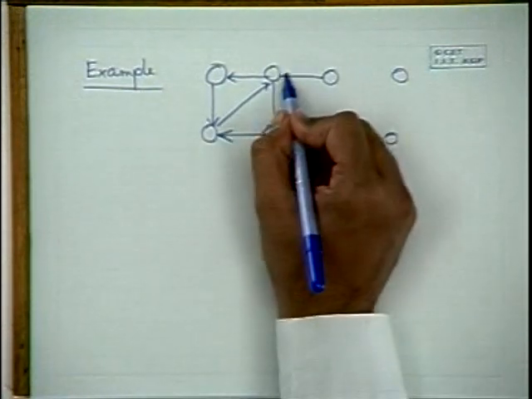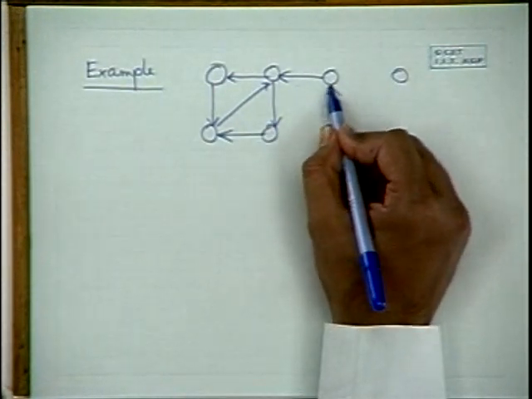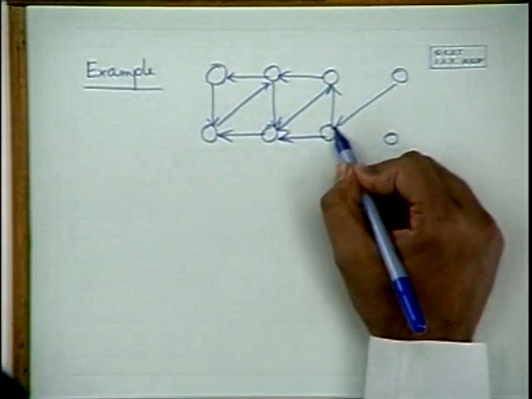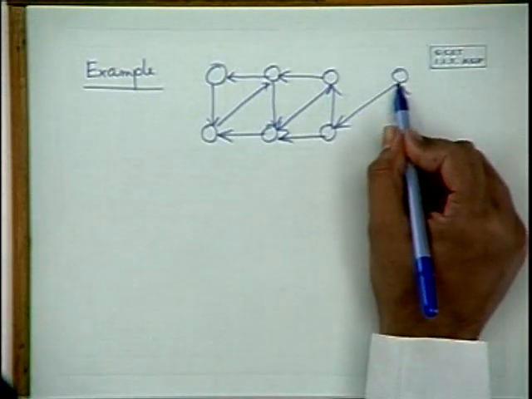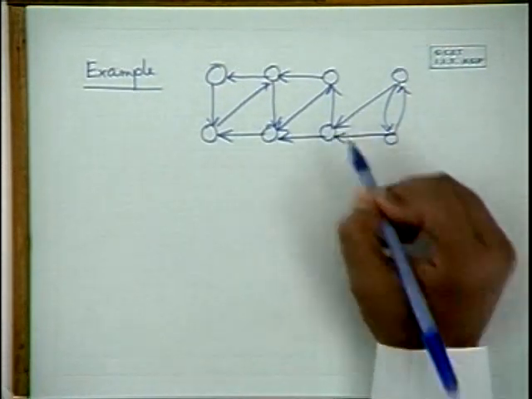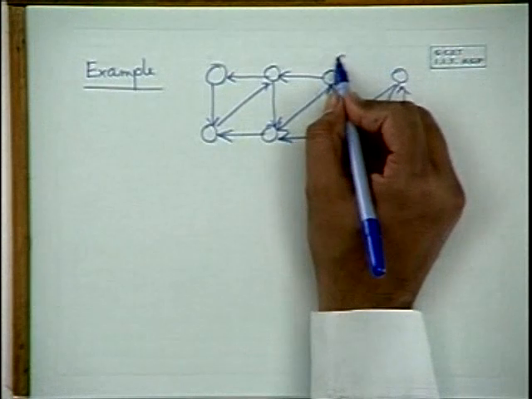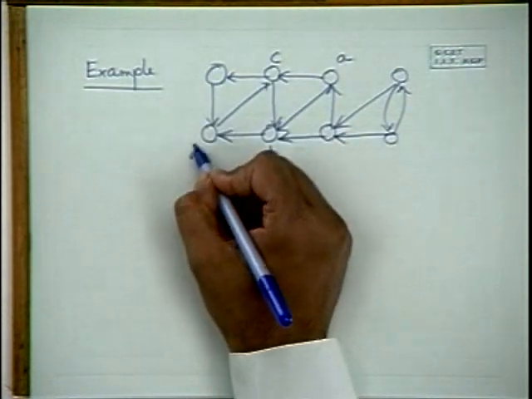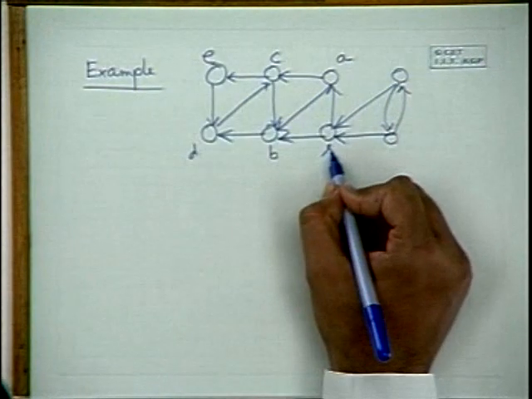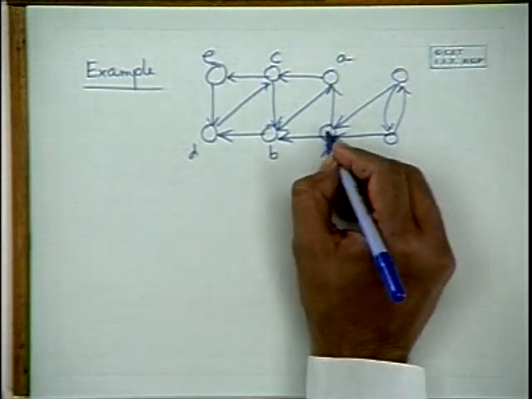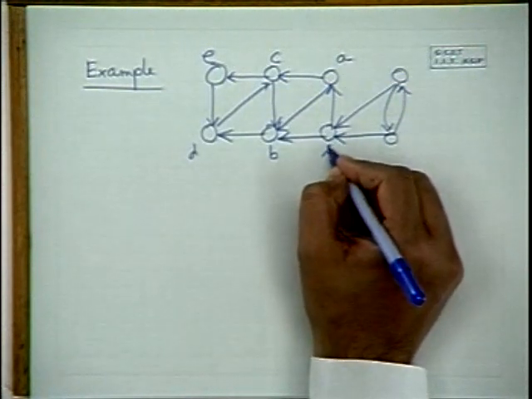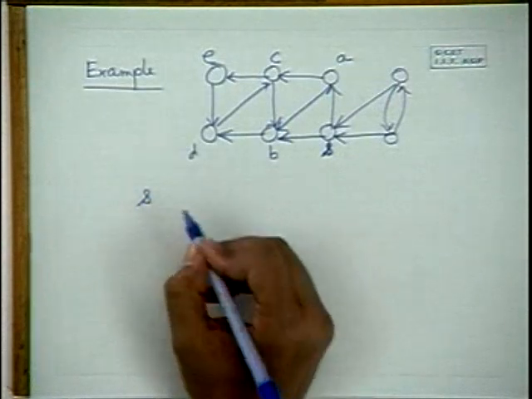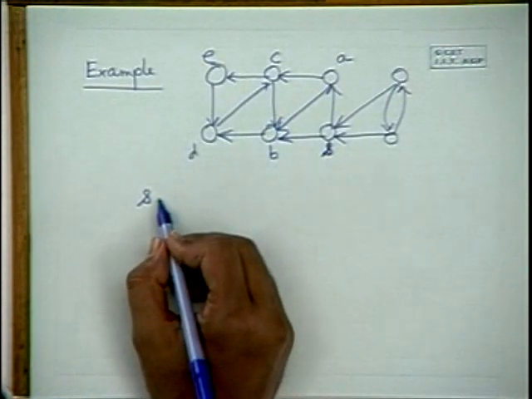So let me draw the graph which you have already seen in the previous DFS also. We are going to run BFS on the same. So this is say A, B, C, D, E, and this is say S. So we are starting with this vertex S here. So how does the queue look like? Initially S is there in the queue.